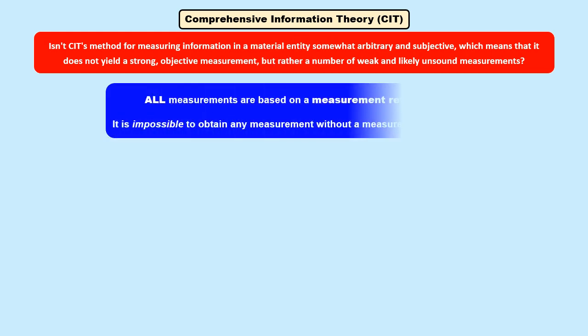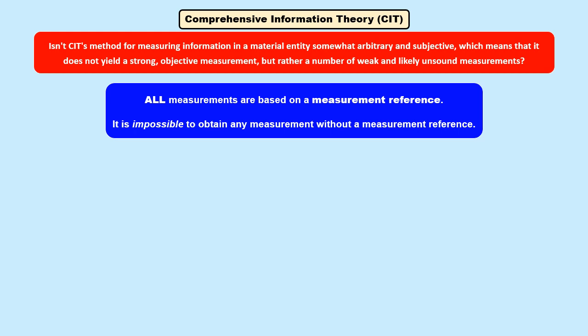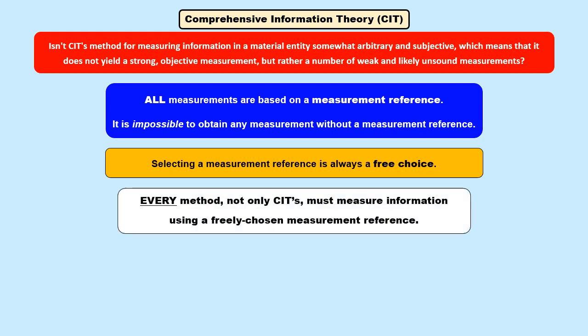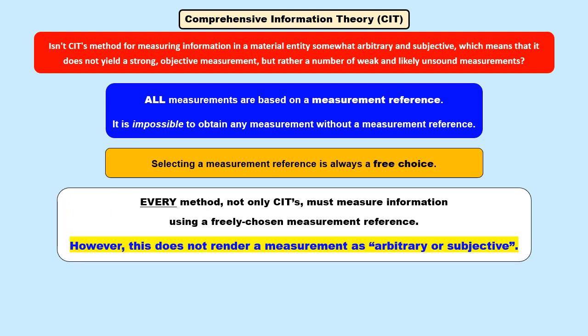Other CIT presentations showed how all measurements must be based on a measurement reference. In other words, it is impossible to obtain any measurement without some measurement reference. Furthermore, selecting a measurement reference is always a free choice, one that is usually determined by factors such as physical or analytical constraints, or by forward-looking towards function or purpose. The upshot is that every method, not only CIT's, must measure information using a freely chosen measurement reference. However, that fact does not necessarily render the obtained measurement as arbitrary, or subjective. That point was illustrated during an exercise in another CIT video.